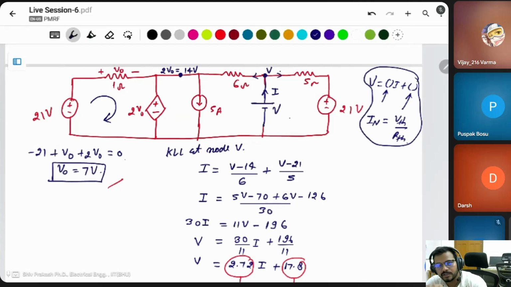For solving network problems, try to let the number of variables be as minimum as possible. If you take more variables, then you have to find that many equations to solve for those variables.